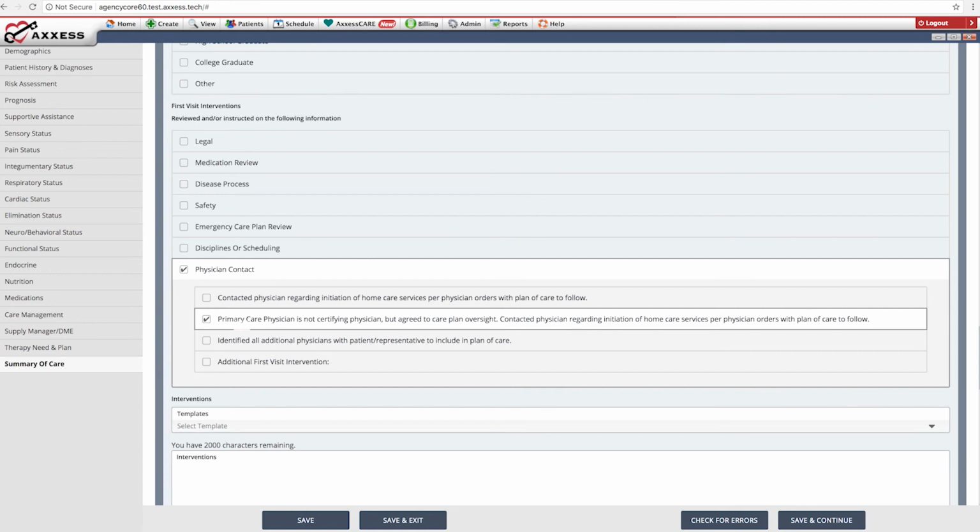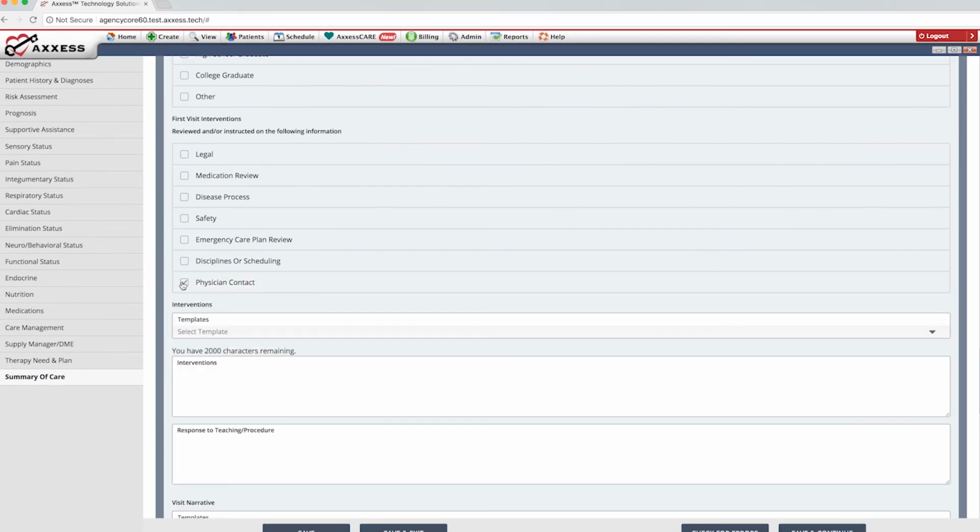And then you identified all additional physicians with the patient. That's important. If other doctors are actually giving orders, the primary care physician is the primary care physician, but my patient has a cardiologist and he's giving me orders for PT-INRs because my patient is on Coumadin, I must include that physician in the plan of care. So you're able to do that here. It seems like a lot, but it's there for you, broken down easily, to document what it is that you need to document and to ensure that your documentation is actually complete.